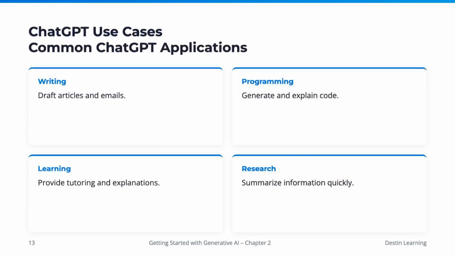Looking at common ChatGPT applications, its versatility is evident. In WRITING, it can help you draft articles, emails, and various textual documents with speed and efficiency. For PROGRAMMING, ChatGPT can generate and explain code, becoming a valuable assistant for developers.